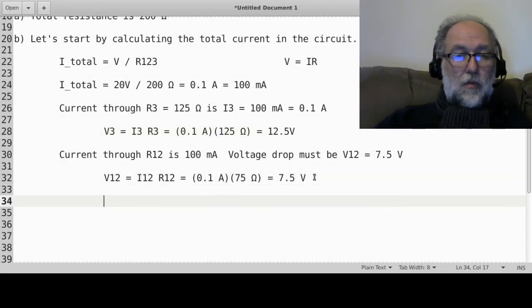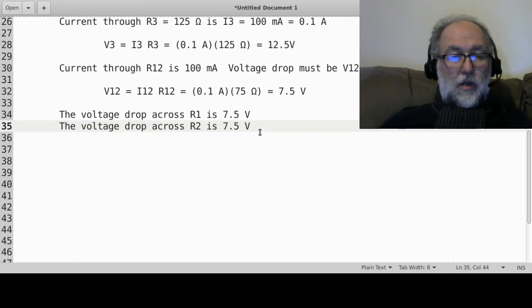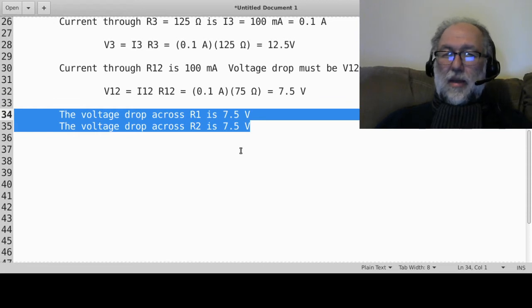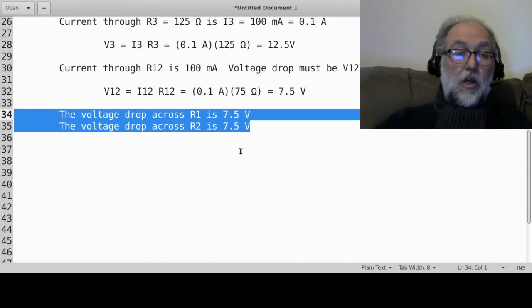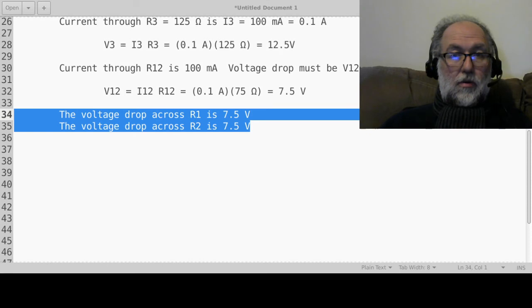Let's continue. So now we can say the voltage drop across R1 is 7.5 volts, and the voltage drop across R2 is 7.5 volts. Again, that might be confusing, but that's only because maybe you're thinking that they add or something like that. The currents will add, as you'll see, but the voltage drops have to be the same because you're starting at the same height, you're dropping to the same height, and so you know that drop must be the same whether you're going by one path or another path.